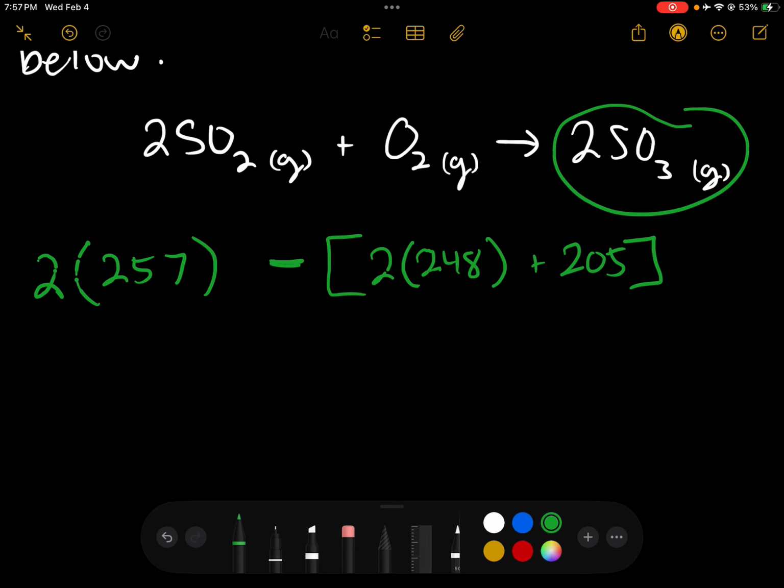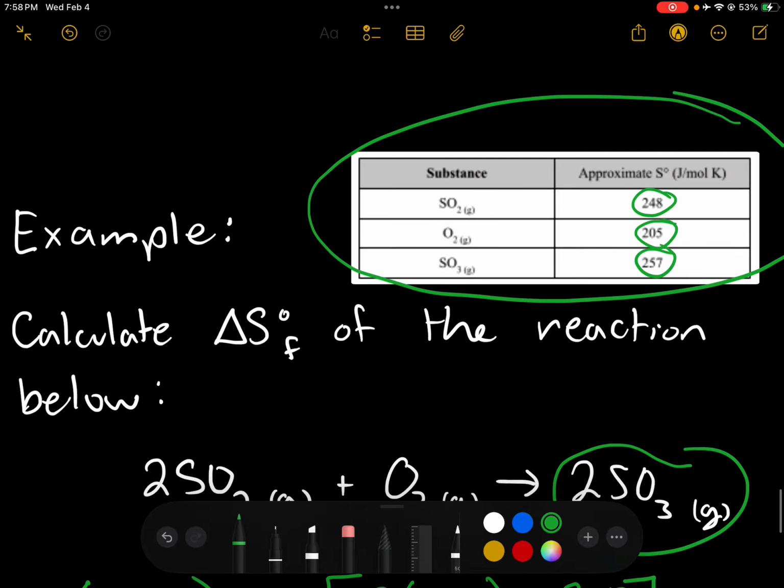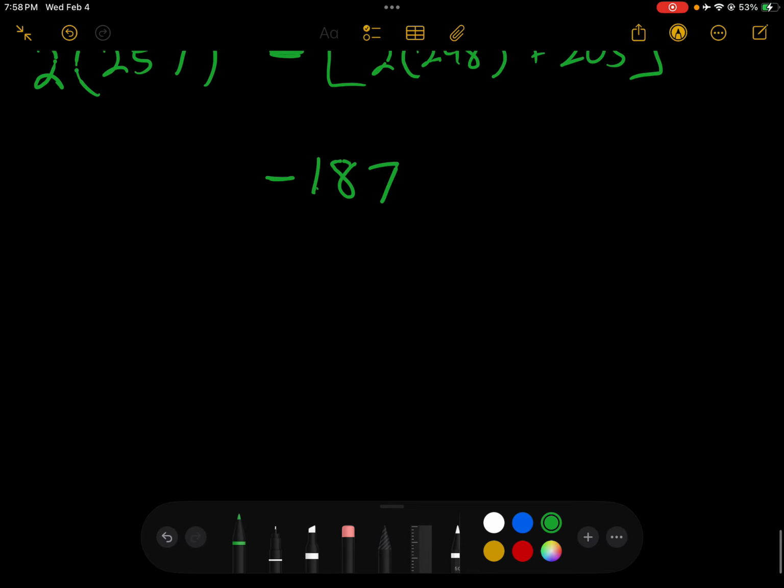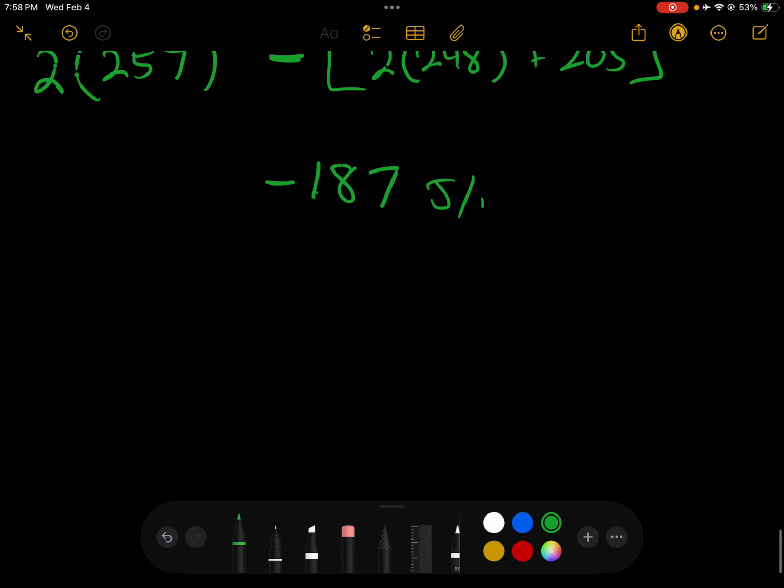And then we just have to plug all of that into a calculator. So give me 1 second to do that. And our answer overall should be negative 187. Now, in terms of our unit, we're going to go back up to our table and check what our unit is. And our unit for this is going to be in joules per mole times Kelvin.